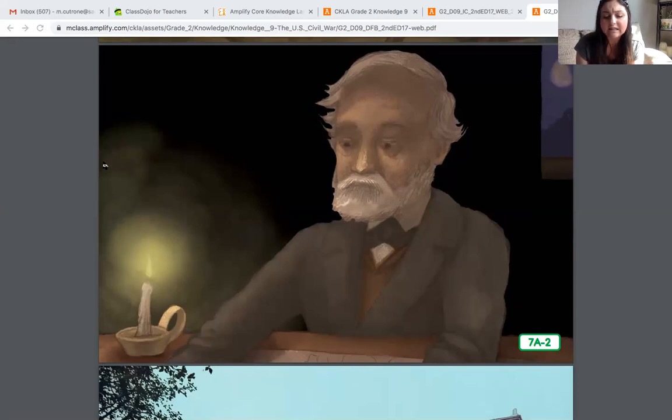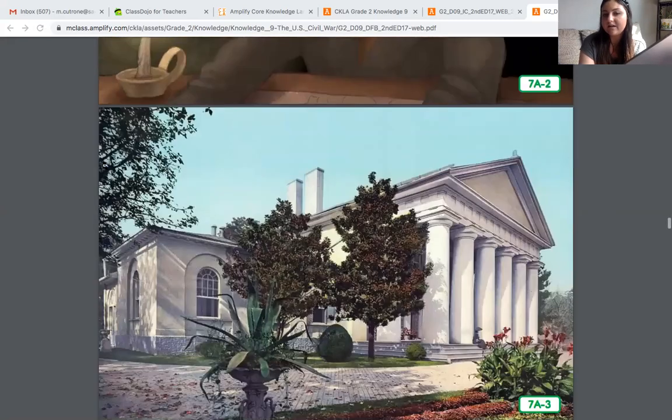A general is a military officer in charge of soldiers. General Lee was in charge of the Confederate soldiers. So it looks like they really loved and respected this general.